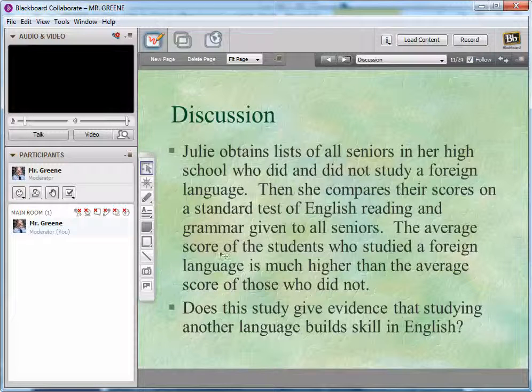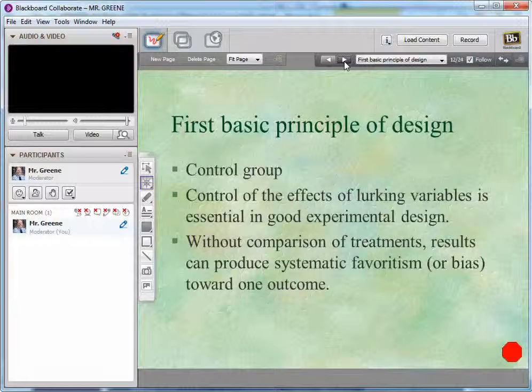Well, let's think about that for a second. She didn't do this herself. I mean, she's using existing students who are in her school and existing tests, the standard test of English reading and writing. It might have been like the STAAR test results here, right? Or the TAKS test results. And she's looking at the average score of the students who studied a foreign language being higher than those who did not. Does it give evidence that studying another language builds skill in English? Point for discussion. Why don't we bring that up in our class Connect, and we'll talk about it there, okay?